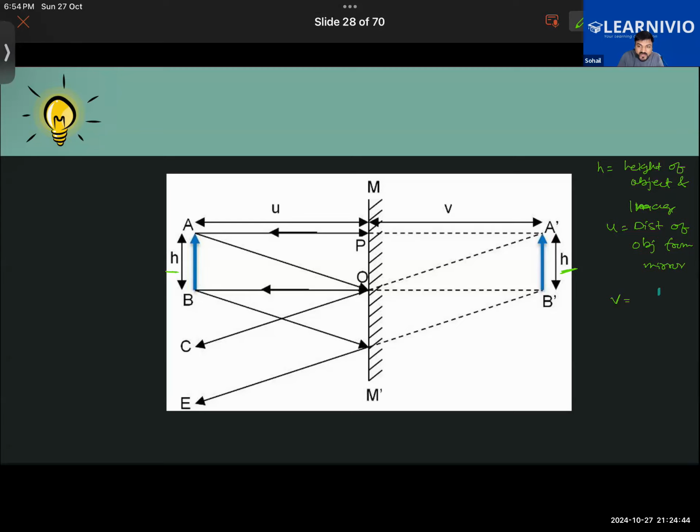It is the distance of the image from the plane mirror, from this mirror. So V is the distance of the image from the mirror. I'm writing a few words in short because there's not much space. Hope you guys can understand those basic things. Now AB is the height of the object here, and A dash B dash will be the height of the image here.